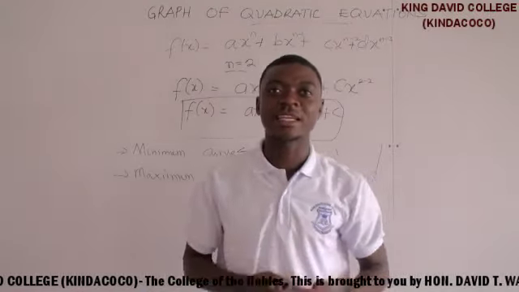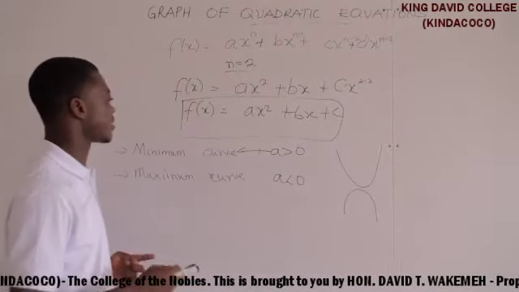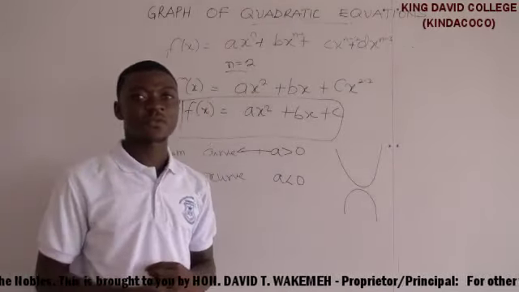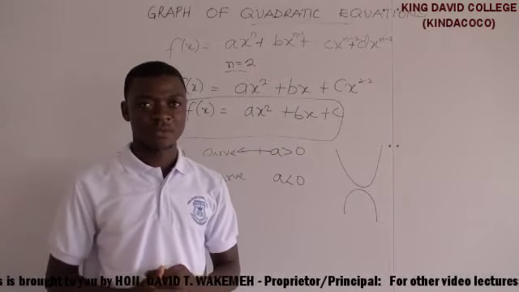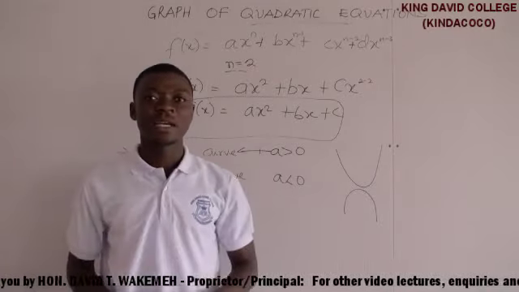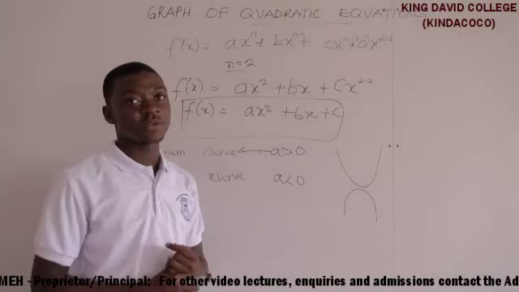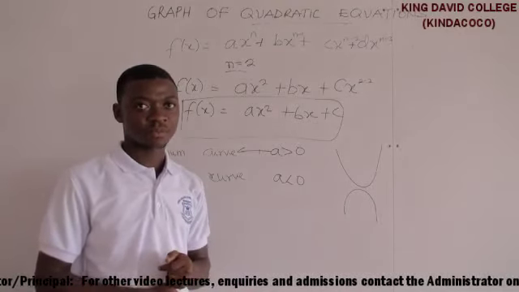So the checking criteria is what I mentioned to you: if the coefficient of x squared is positive, then it's going to be minimum, and if the coefficient of x squared is negative, it's going to be maximum.